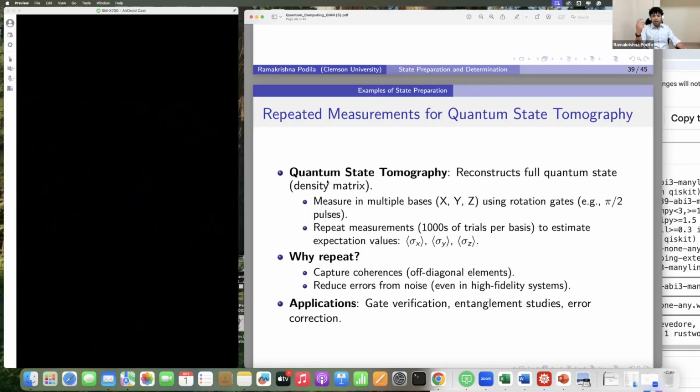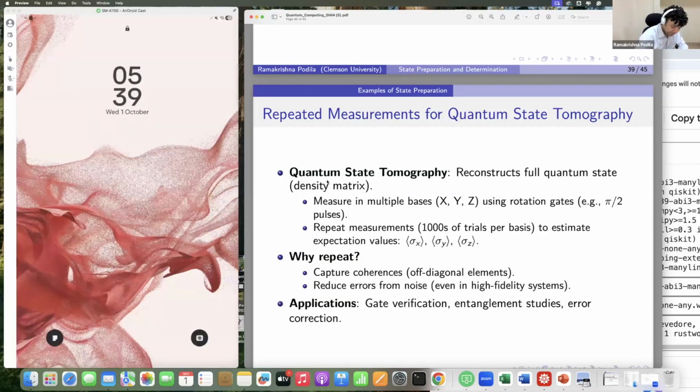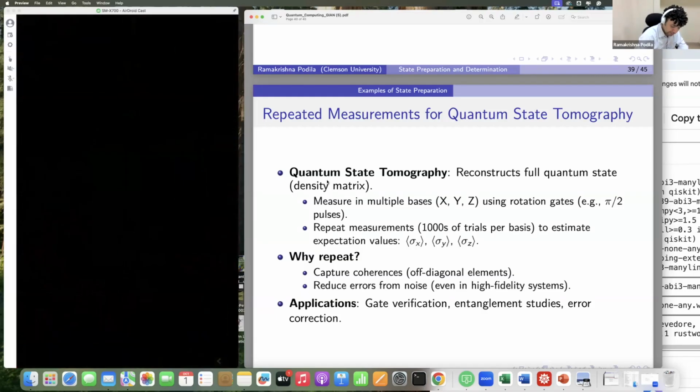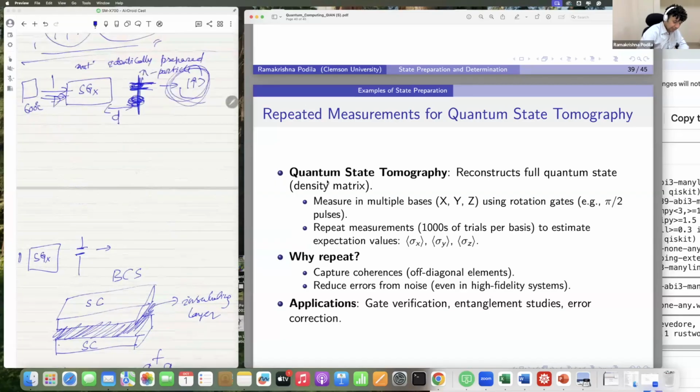So if you want to do that, you have to measure in multiple bases. For example, if I go back to the simple example of my Stern-Gerlach, let me ask you this question. So if I go back to this Stern-Gerlach experiment here, I have made this slit, and let's say something comes out. I know that this is along spin up X. Does that give me the entire state? What do you think?